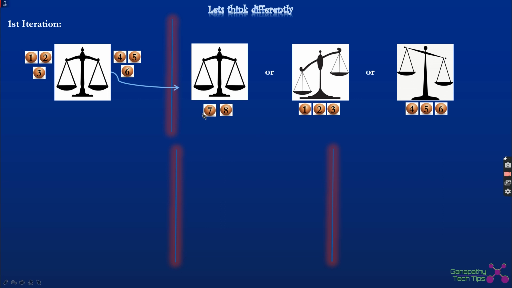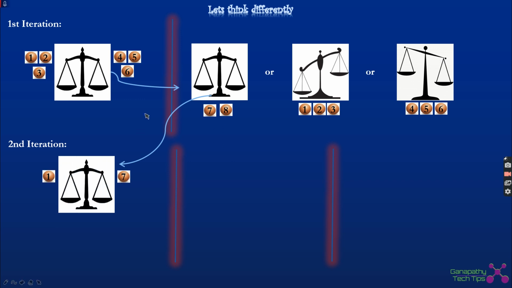Now let us take each and every case and go to the second iteration. In the second iteration, if I am falling under the same balance, it's like the 7 and 8 suspect, I can simply weigh that. Say I can take the 7 out of this and I can take one good ball from either of these 6 balls. So for example, I am taking 1. So I put 1 on the left side and I put 7 on the right side.